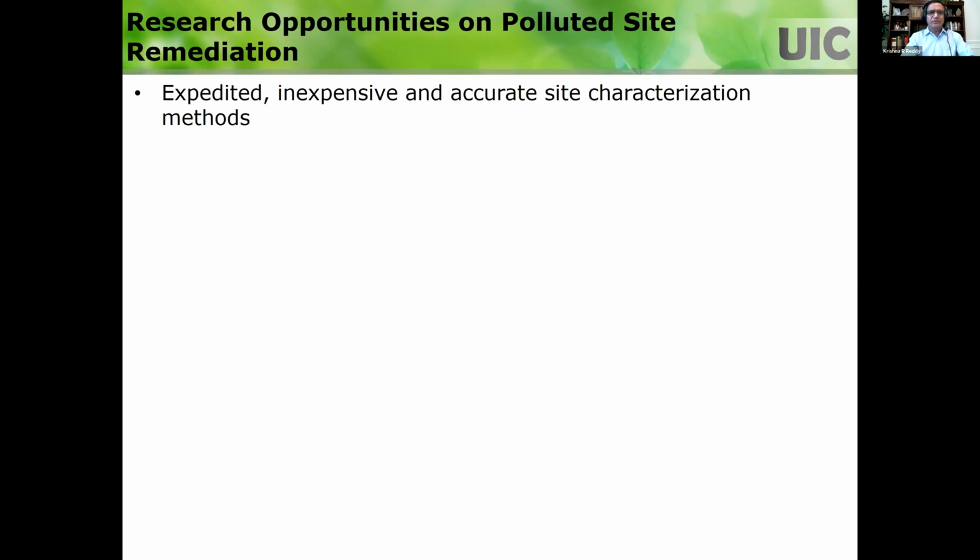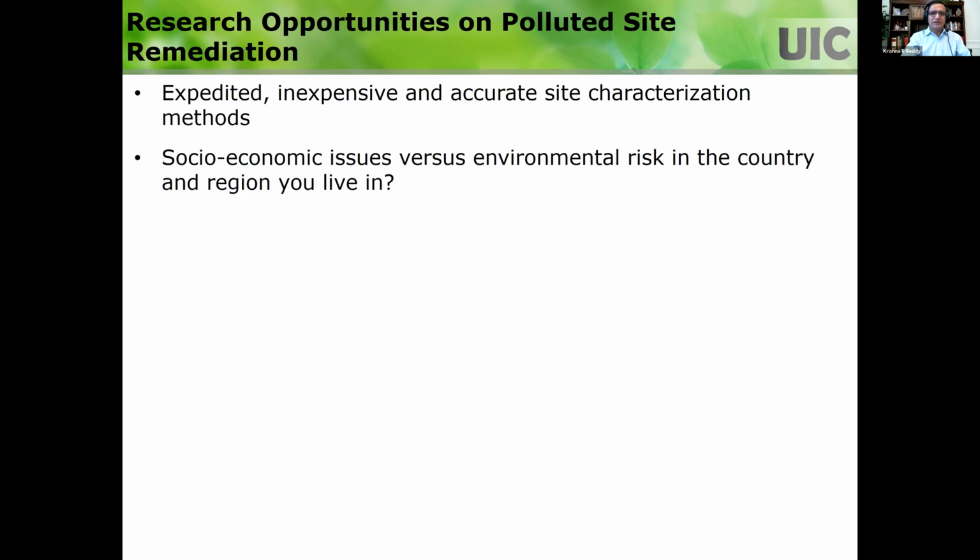And one of the things that you should be looking for in the research opportunities is that we need expedited, inexpensive, and accurate site characterization methods. Okay, we cannot spend a lot of money. So methods to detect the contamination are one of the things you should be looking at. And again, I say this because in the US we do certain things, but our conditions are different from the conditions in different countries. So you need to look at local socio-economic issues versus environmental risk issues, and that's when you decide the strategies on how you remediate and to what extent you need to remediate. And you need to develop innovative green remediation technologies.